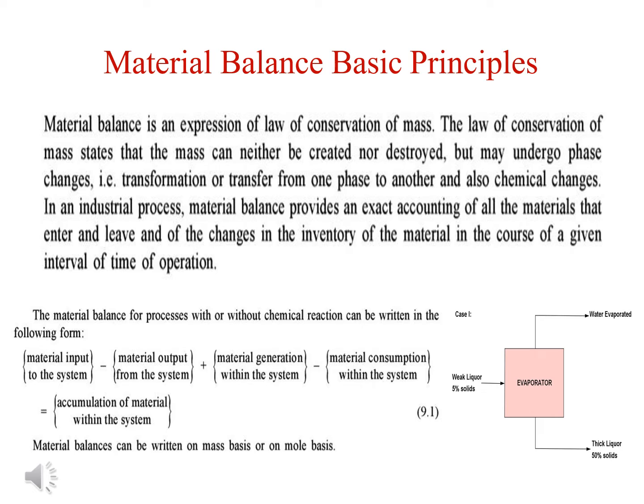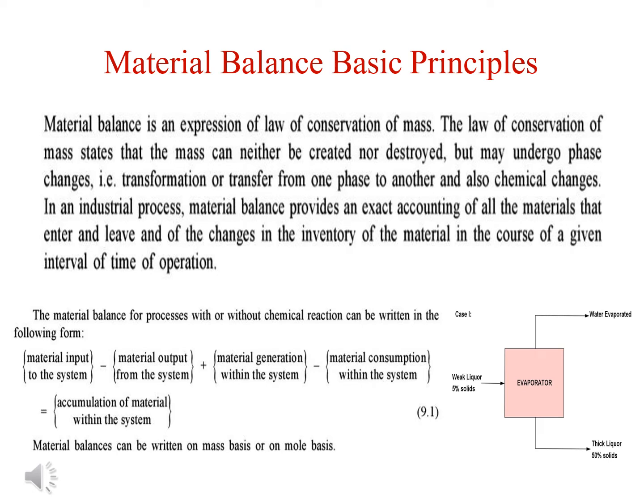In many unit operations, material generation and material consumption within the system do not happen. That means it only happens in unit processes where there is involvement of a chemical reaction. In unit operations, material generation and material consumption become zero. So in that particular case, we eliminate these two terms.